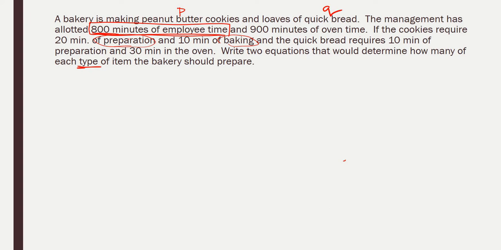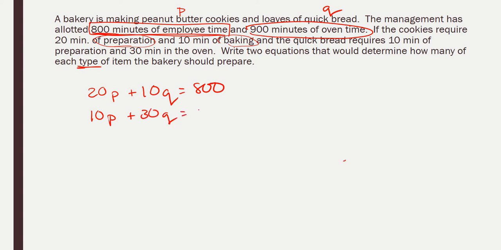So if I could add up the peanut butter employee time and the quick bread employee time, I know the total there. So 20 minutes for the peanut butter cookies plus, let me see, the bread needs 10 minutes for the quick bread. That should equal 800 minutes of employee time. Now let's look at the oven time. For the cookies, I need 10 minutes in the oven. And for the quick bread, I need 30 minutes in the oven, and that should total 900 minutes.